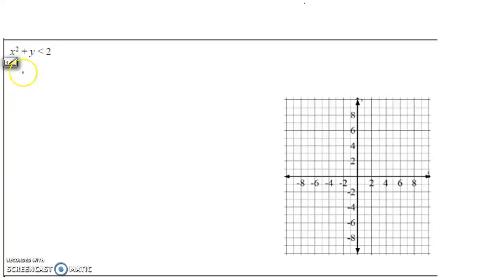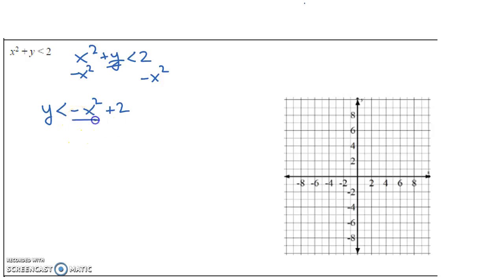All right, here we go again. We have another quadratic inequality, this time x squared plus y less than 2. Just like with linear inequalities, my very first step here is going to be to get this y by itself. So I'm going to go ahead and subtract that x squared from both sides, and I'm going to leave my answer in standard form: y less than, I'll put the negative x squared first, plus 2.